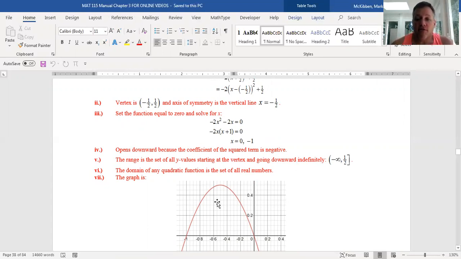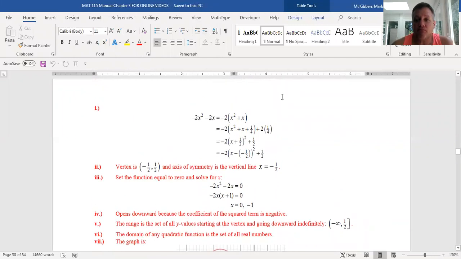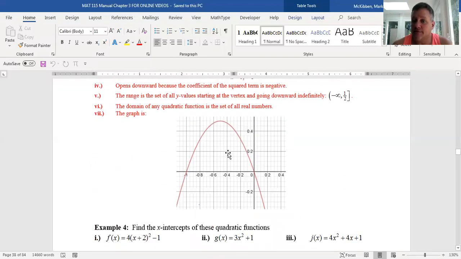And then the graph, I only show the end result, but the graph is obtained from here. You first move x squared to the left 1/2 unit. Then you compress it towards the y-axis by a factor of 2. Then you flip it over the x-axis, and then you move that up 1/2 unit. Right? And that's what's happening here.